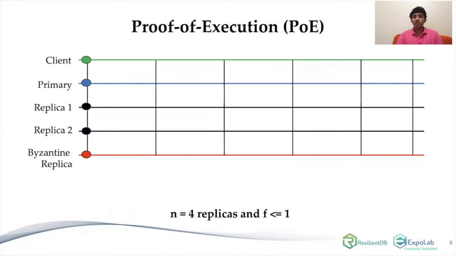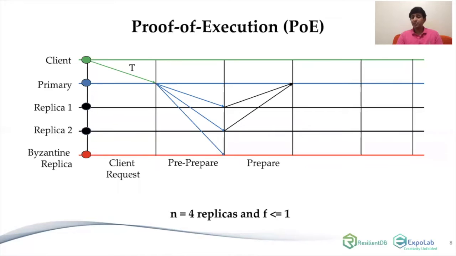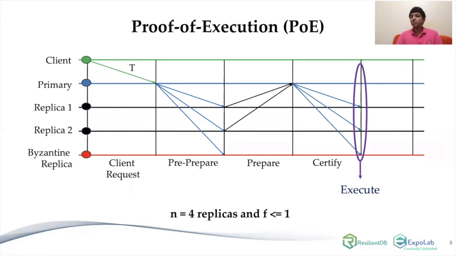So how does PoE work? We'll show a very simple state diagram for PoE in a system where there are 4 replicas and 1 can be bad. Well, the client sends a request, and the primary sends a pre-prepare message like PBFT. Now, once a replica gets a pre-prepare message, each replica creates a signature share and sends this sign share to the primary. The primary accumulates these sign shares into a threshold signature and sends that message to all the replicas. Now, at this very point, the replicas are ready to execute the request, and the consensus is completed for them, and they can reply to the client.